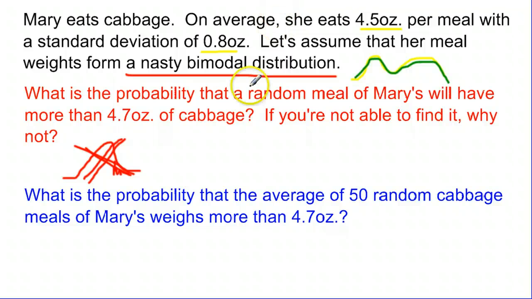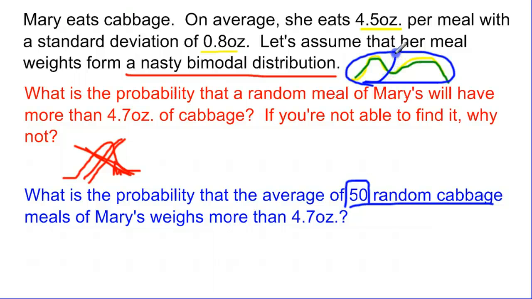However, the second one here says, what is the probability that an average of 50 random cabbage meals of Mary's weighs more than 4.7 ounces? Well, the nice thing about the number 50 is that it can turn any distribution, including this ugly mess right here, into a nice, smooth, clean, textbook normal curve. And so we're going to take advantage of that property and use the normal distribution to model the sampling of an average of 50 random cabbage meals.